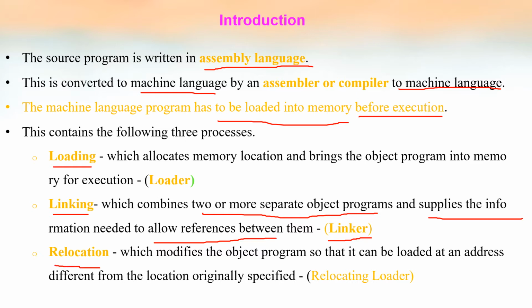Then next is the relocation process. So what does relocation mean? The program will have a location specified in the object program. When it is loaded into memory, the specified location may not be free. So it has to be relocated into a different location, and the loader has to take care of that part also. The program can be loaded at an address different from the location originally specified. Such a process is called relocation, changing from the original location. It is loaded into a different location which is free.